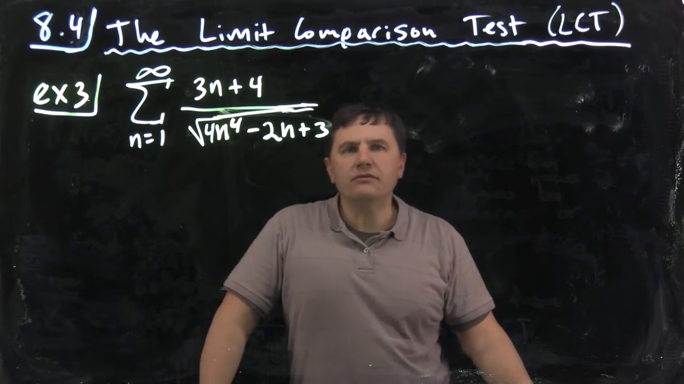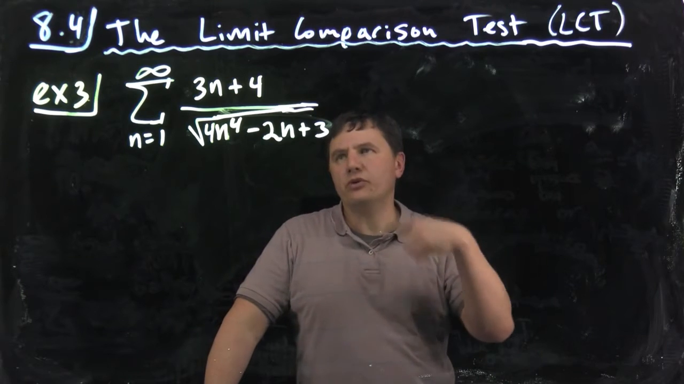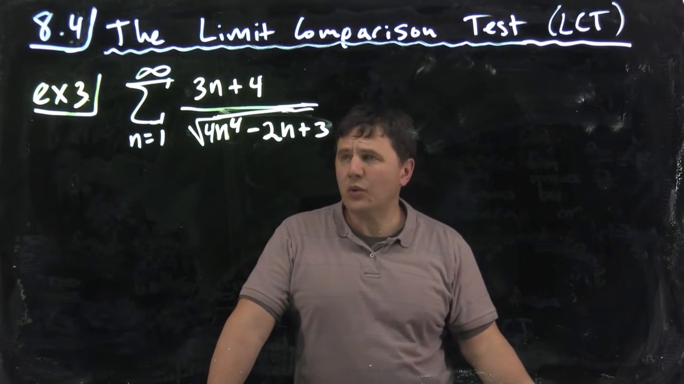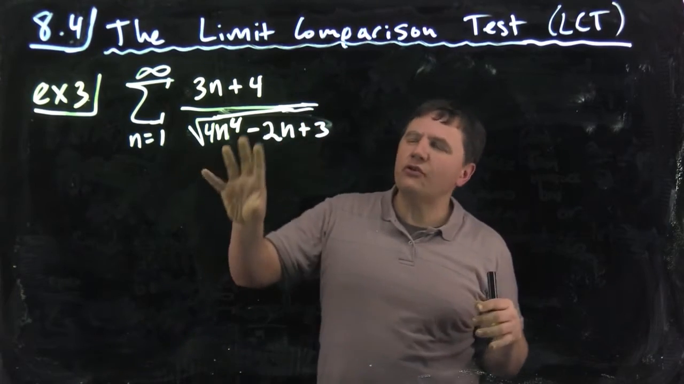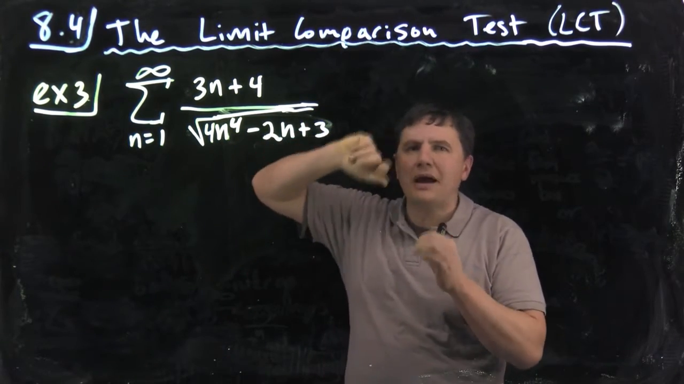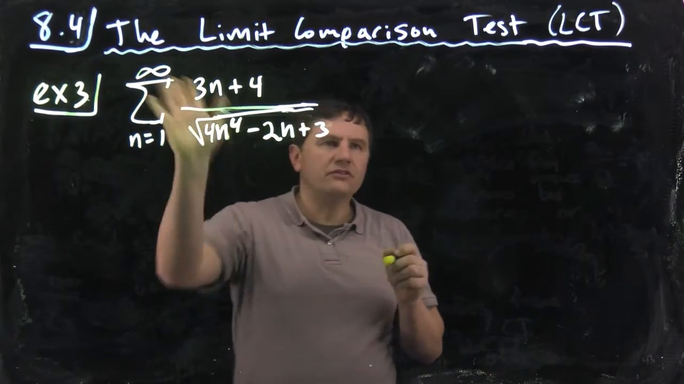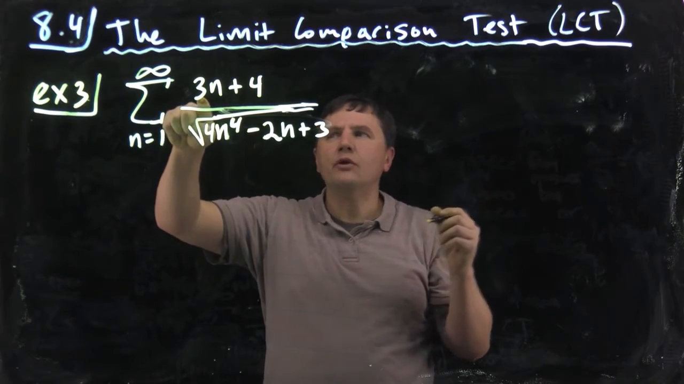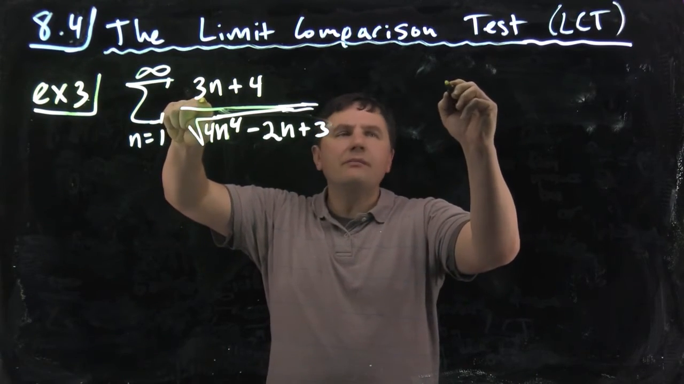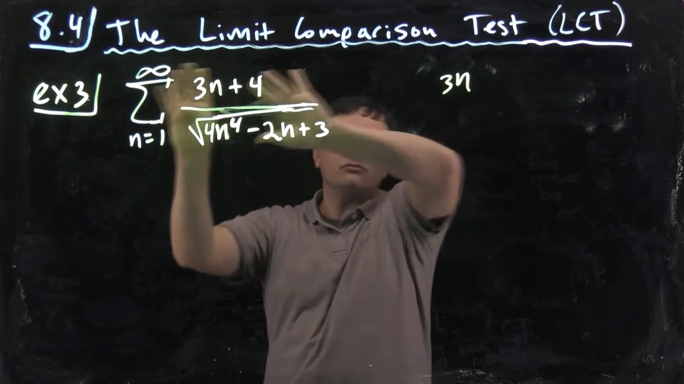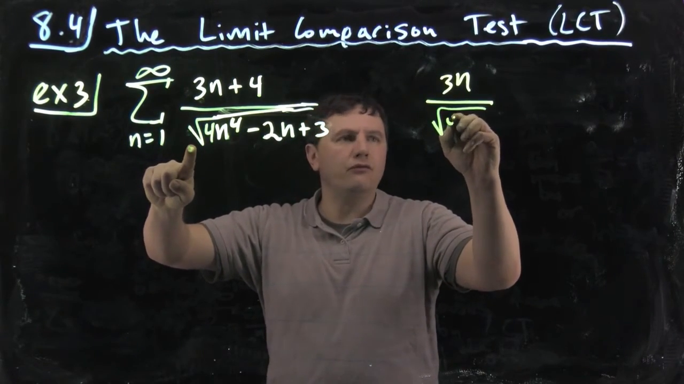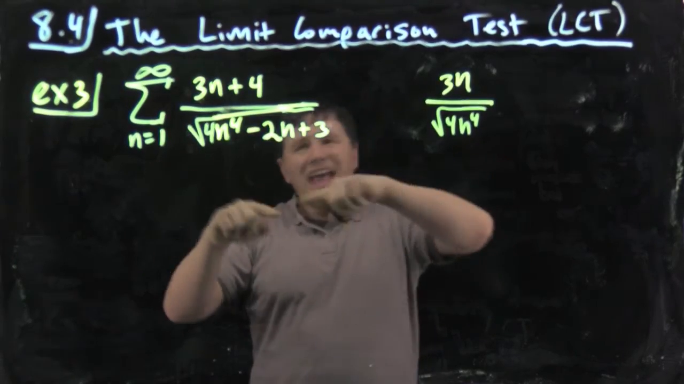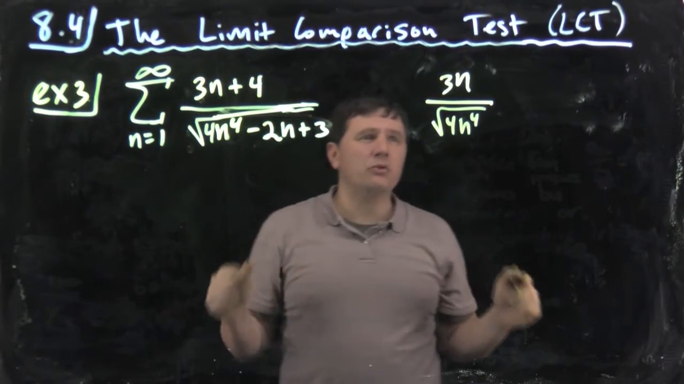Don't let these things be confusing. It should get to the point where you sort of see what you're going to compare it to quite quickly. Until then, you've got to remember, we're talking about large numbers. So really the only thing that's going to matter, top and bottom, are the higher degree things. So if I'm trying to look at what this is here, what I'm going to compare that to is, I'm going to look at 3n on top, drop the plus 4. And then on the bottom, I'm going to look at the square root of 4n to the fourth. Everything else is negligible for large numbers.